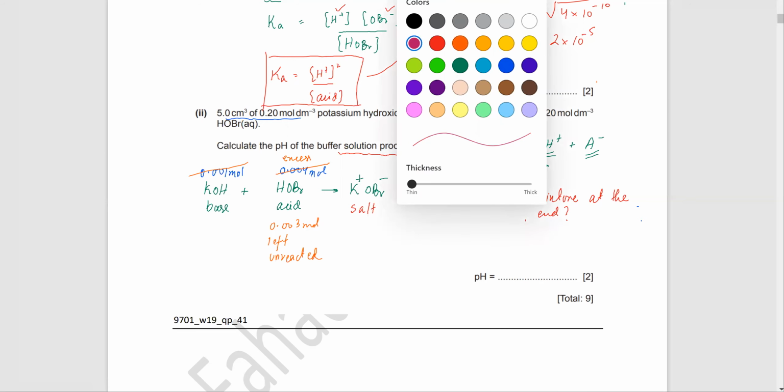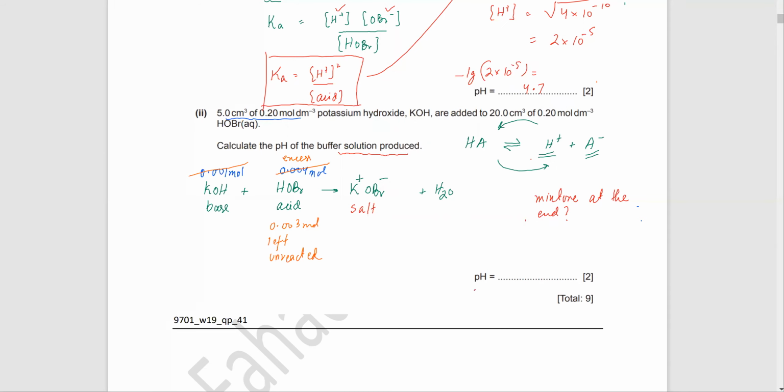Is this clear so far? Sarah, is this clear? Aisha? Abu Rera, is this clear? Yes, sir. And 0.001 moles is going to react with 0.001 moles, it's 1:1. So the salt that would be produced would be 0.001 moles.